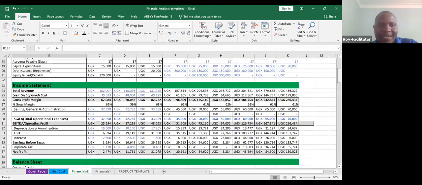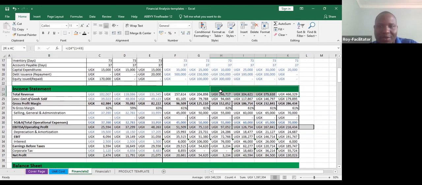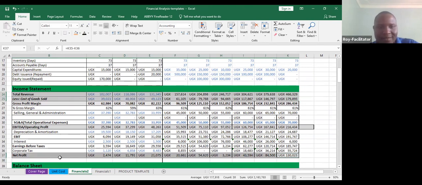Okay, I want a graph that shows my revenue. So I'll click on revenue and click control. Then I want to compare it with the cost of goods sold. And then maybe I want to compare it with the net profit. Yeah, maybe something like that. Okay. And then I go to insert.